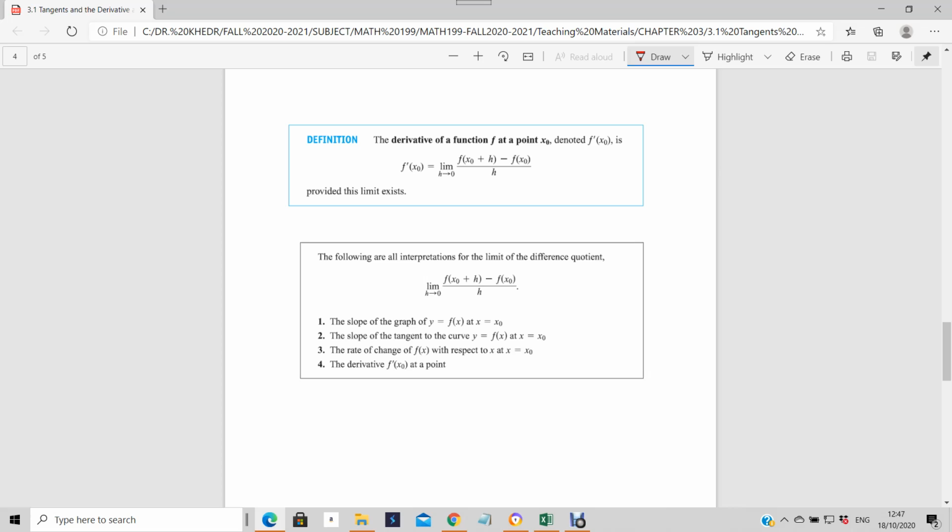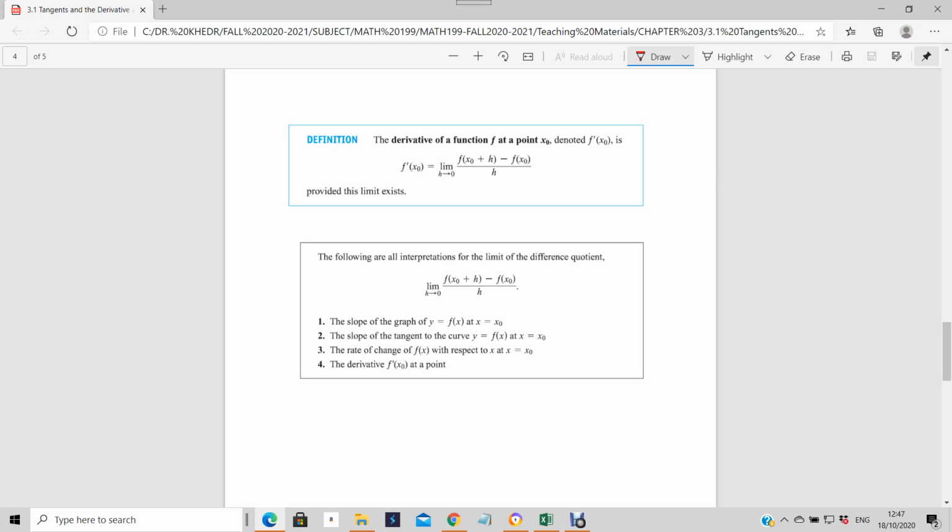Now the other definition, which is related to the previous one, is the derivative of a function f at a point x0, denoted by f prime x0. See this notation, we write f, and on the top we have a prime, a small comma. So we read it f prime x0. F prime x0 means the derivative of the function at x equals x0. So this derivative of the function at x0 is exactly the same definition as the slope of the tangent line to the curve at x equals x0.